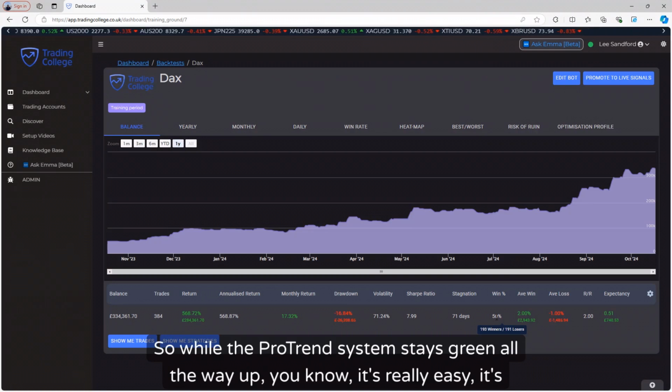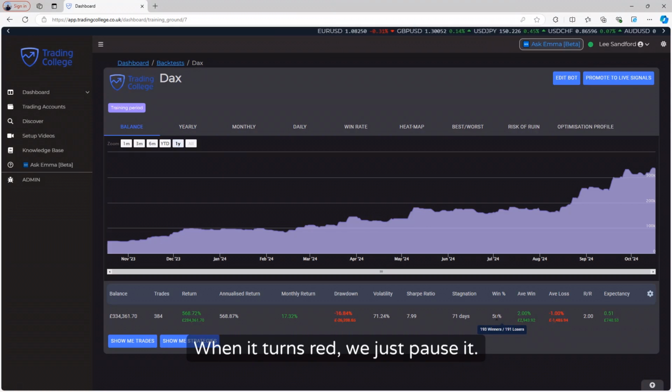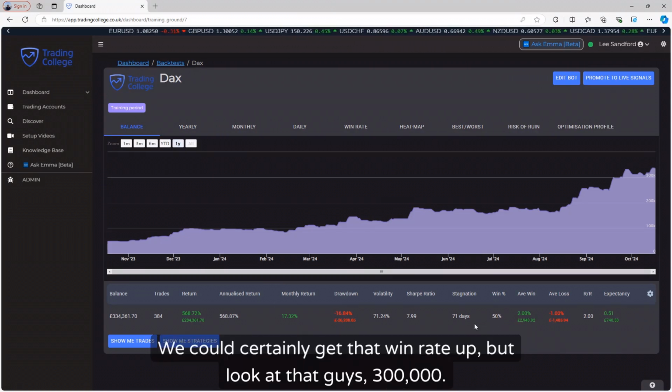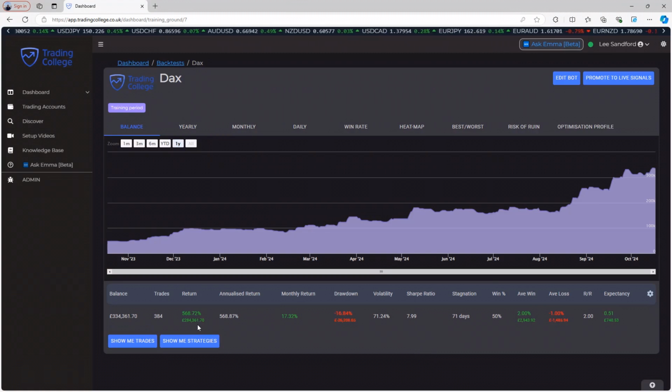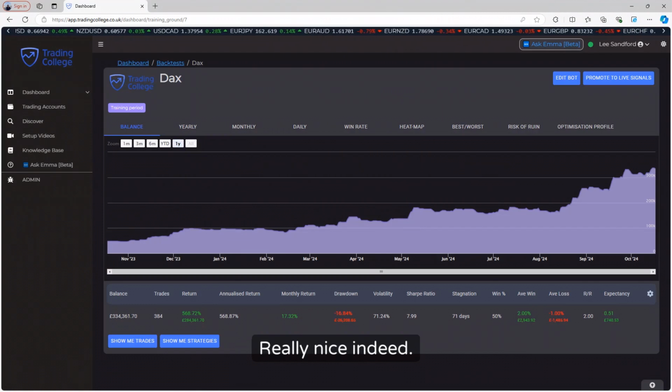So while the Pro Trend system stays green all the way up, it's really easy. It's green all the way up. We keep it turned on. When it turns red, we just pause it. So yeah, good risk reward, 2 to 1. We could certainly get that win rate up. But look at that, guys, £284,000 profit this year. Really nice indeed.